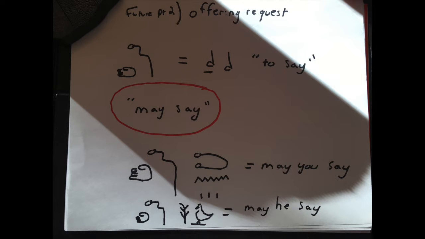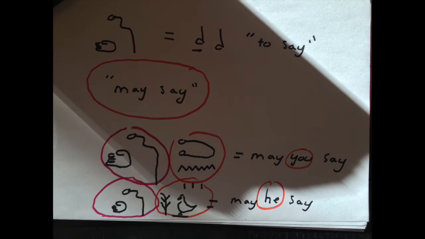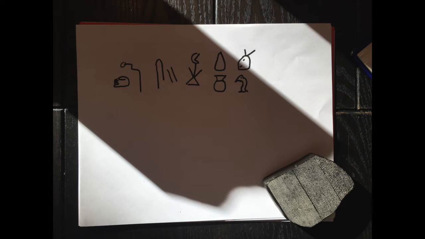All I've done at the bottom there is I've kept the word say, je, and added a different pronoun. So the j, the d, and then the dj sound, the twisted viper, which is the j sound in English. Now I've just changed the pronoun. So in the first one I have she, which is sn, and then the second one I have he, which is sw. So just by changing that, I can say may you say or may he say.